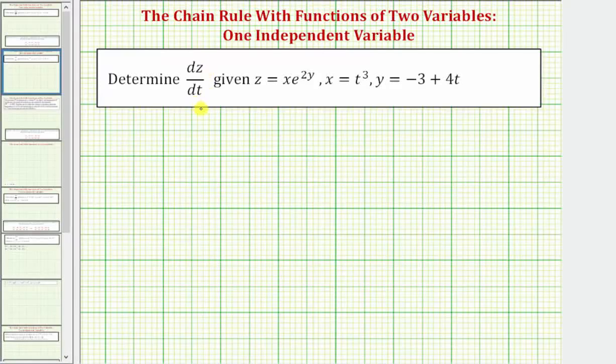We're asked to determine dz/dt, or the derivative of z with respect to t, given z equals x times e raised to the power of 2y, x equals t cubed, and y equals negative 3 plus 4t. So notice how z is a function of x and y, and then both x and y are functions of t. Before we determine dz/dt, though, I'd like to take a look at this graphically to better understand what we're finding when we find dz/dt, which should be a function of t.